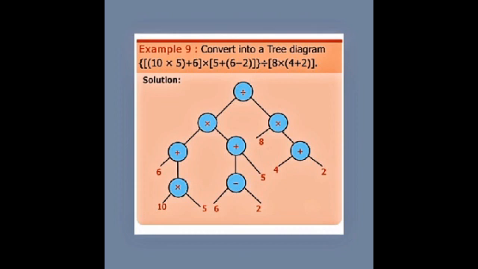In the two branches we have multiplication. On that multiplication we have addition, and then that multiplication with 8, and on that multiplication we have addition, that 4 plus 2. In this multiplication we have 1 addition and multiplication, that addition with 6, multiplication with 10 and 5. Here we have addition with 5, and we have the subtraction operation, that is 6 minus 2. This is how you have to draw the tree diagram.